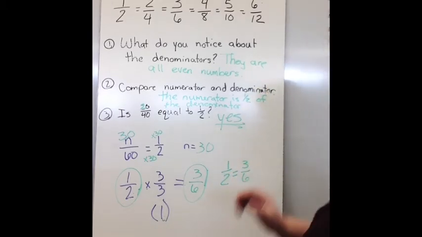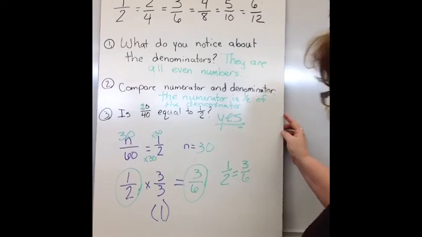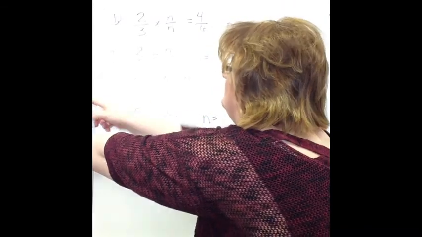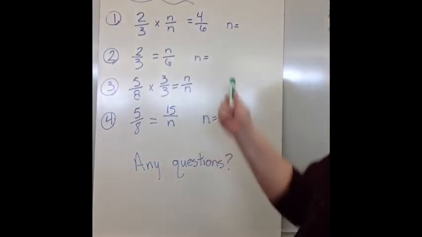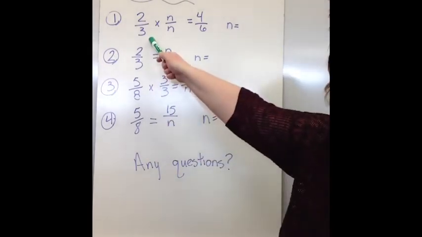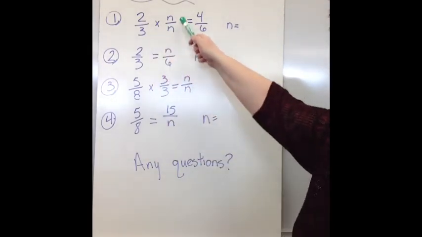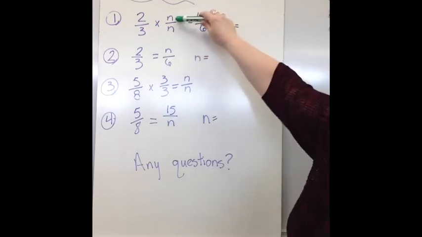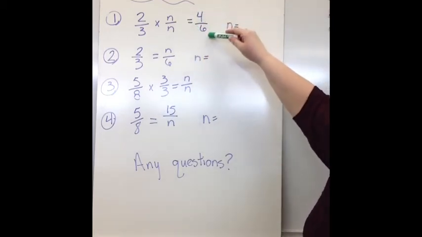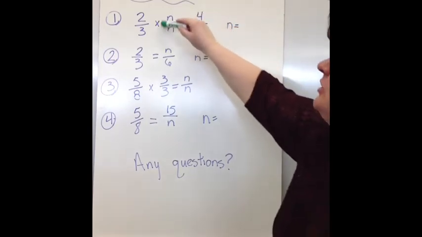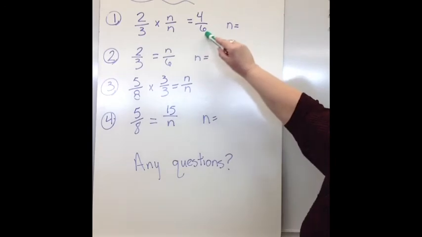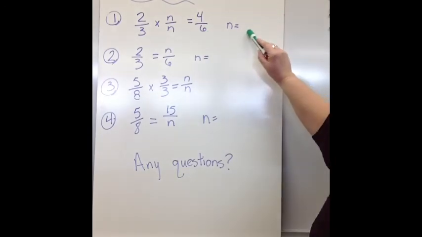We're going to go ahead and move on and go right into our practice book. So go ahead and get your practice book out. Okay, I have a few practice problems here for you. The first one is 2/3 times n over n. Now, since they're the same letter, that means they're going to be the same number, equals 4/6. So what number could I multiply this by in order to get this? When you figure it out, write it here.